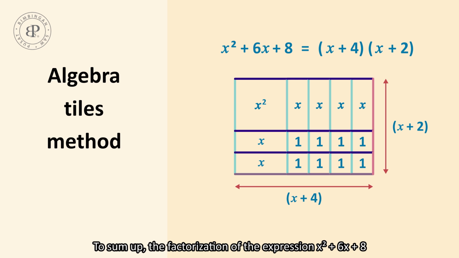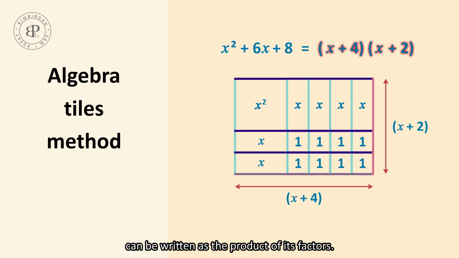To sum up, the factorization of the expression x squared plus 6x plus 8 can be written as the product of its factors.